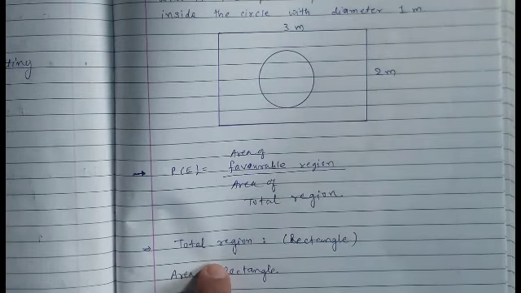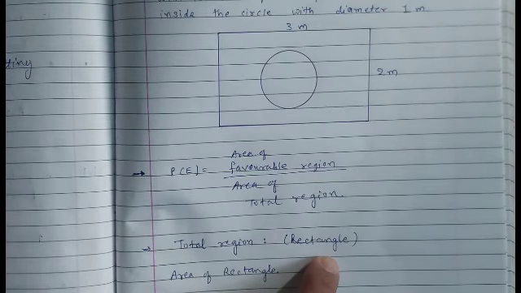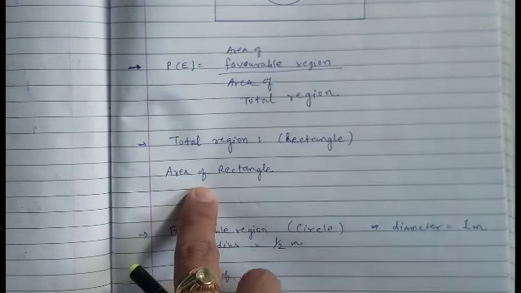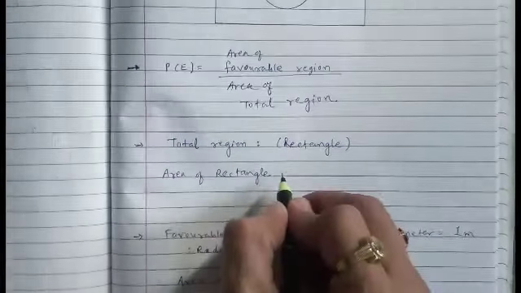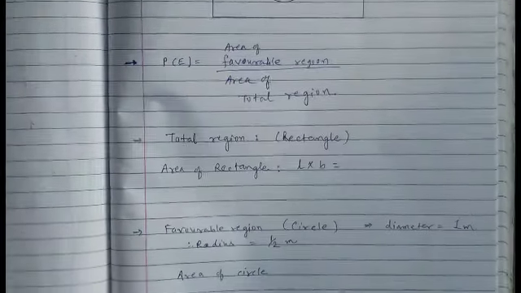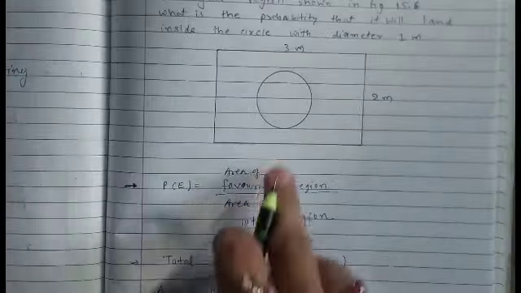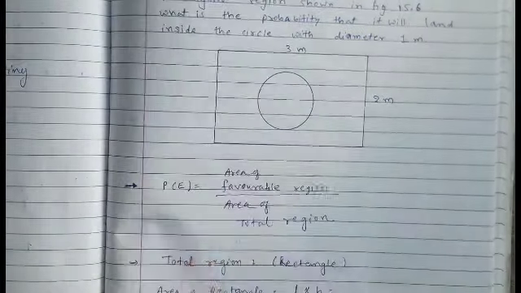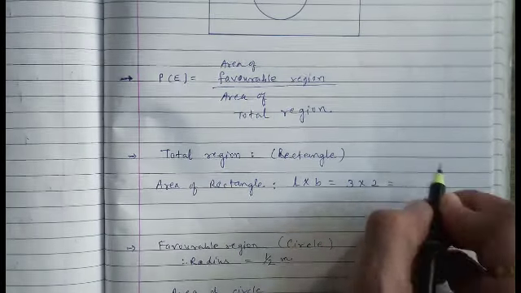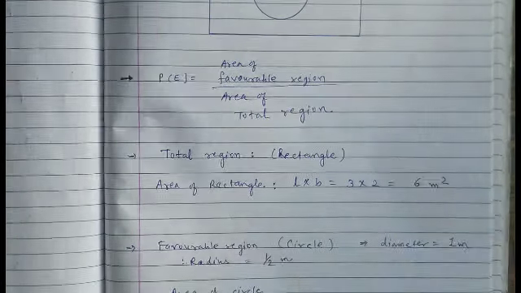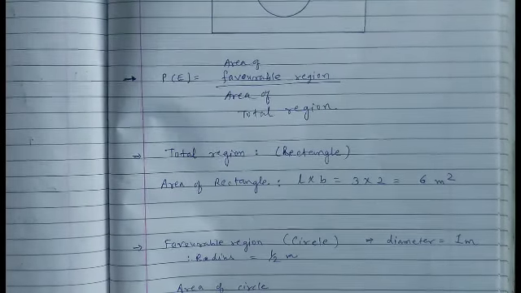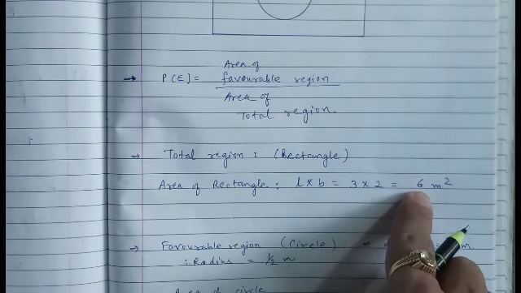Now the total region is a rectangular region, so we need to get the area of the rectangle. We know that the area of a rectangle is length into breadth, L into B. Here the length of this region is 3 meters and the breadth is 2 meters. Therefore L into B is 3 multiplied by 2, that is 6 meters square. So the area of the total region, the area of the rectangle, is 6 meters square.